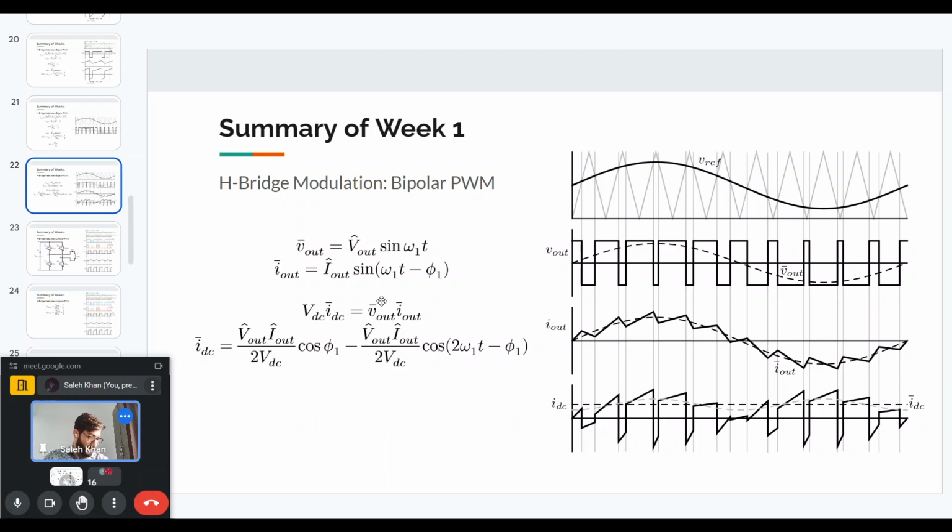Minimum rating on boost converter in CCM mode. Minimum rating for what? The switches, the inductor? What exactly are you talking about? The minimum rating.